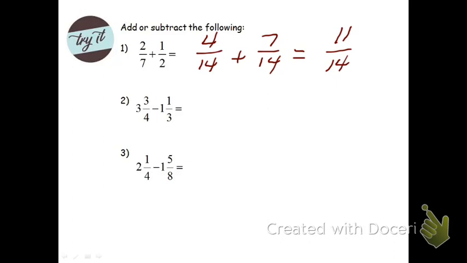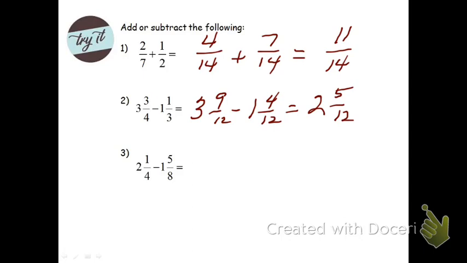Next one, I'm going to change these into 12s, so that's going to be 3 and 9/12. Take away 1 and 4/12. I didn't have to borrow in this case. I can subtract the 1 from the 3, so I get 2, and 4/12 from 9/12 is 5/12.